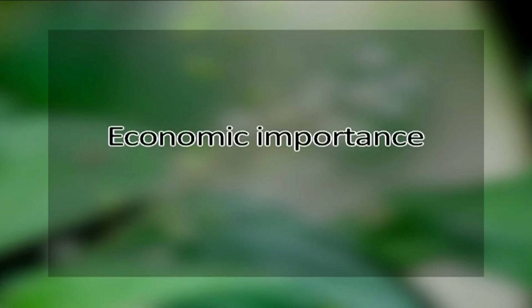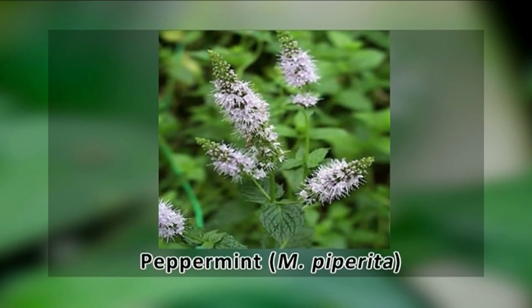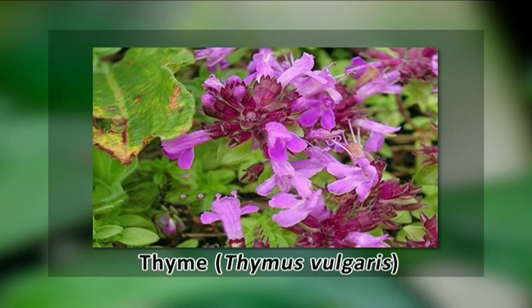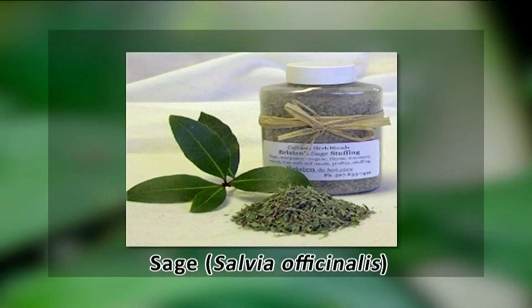Now let us discuss the economic importance of family Lamiaceae. The members of the Lamiaceae are of great economic importance, especially their aromatic plants. Some of these uses are like this. Many species are commercially valuable for their use in cooking and flavoring, such as spearmint, scientific name Mentha spicata, peppermint, Mentha piperita, thyme, Thymus vulgaris, sweet basil, Ocimum basilicum, or sage, scientific name Salvia officinalis. These are the various species of Lamiaceae which are used as spice.